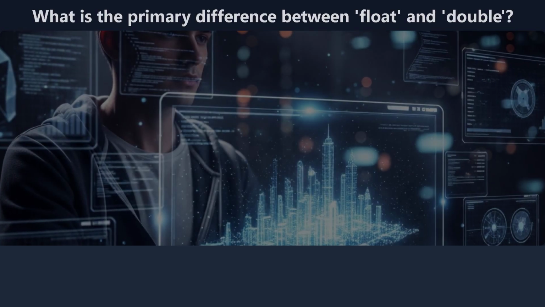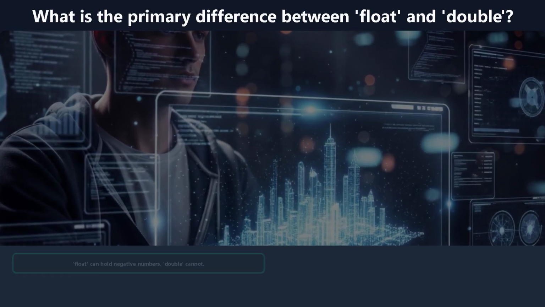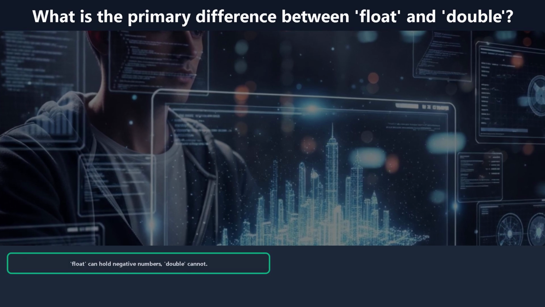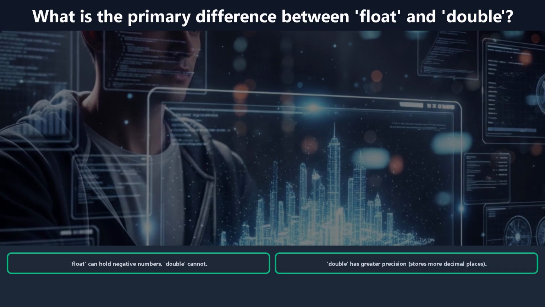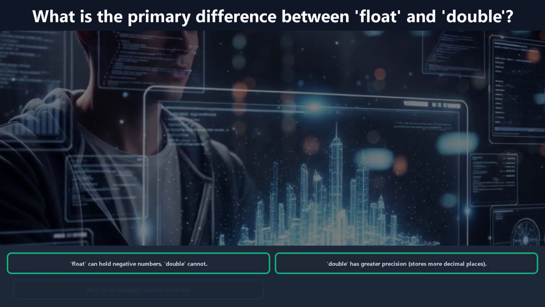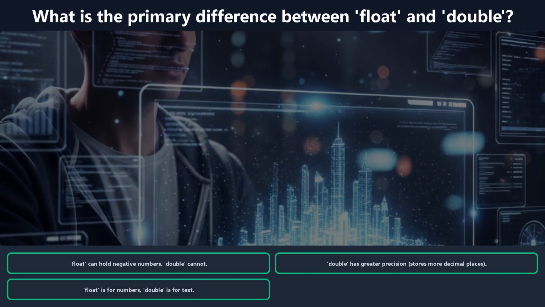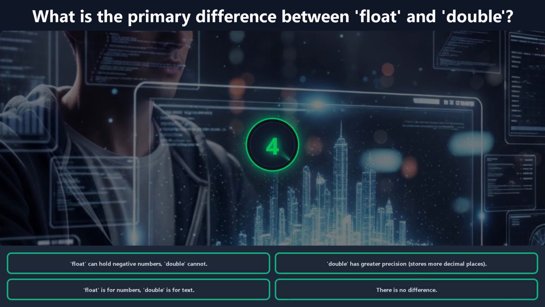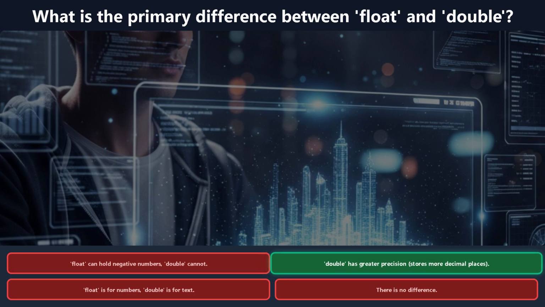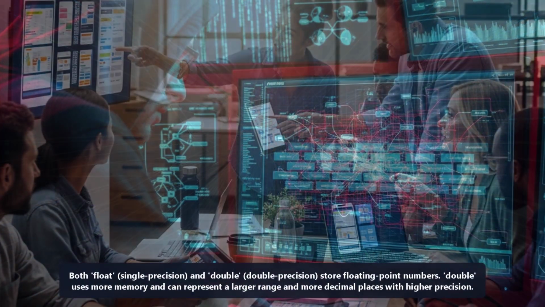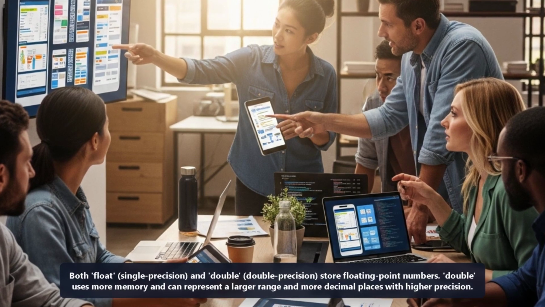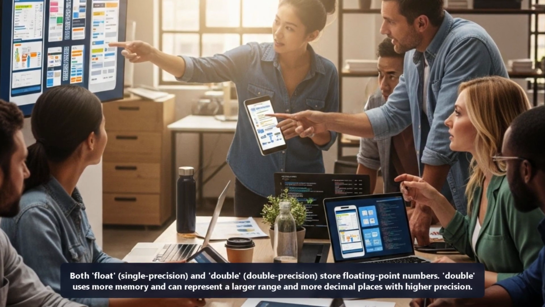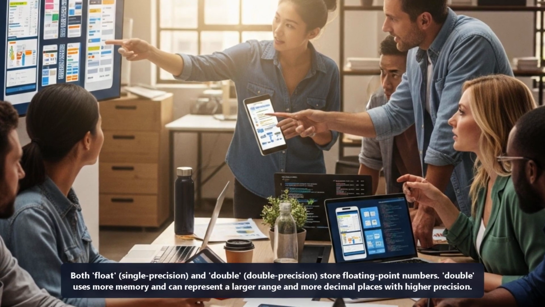What is the primary difference between float and double? Float can hold negative numbers, double cannot. Double has greater precision, stores more decimal places. Float is for numbers, double is for text. There is no difference. Double has greater precision, stores more decimal places. Both float, single precision, and double, double precision, store floating point numbers. Double uses more memory and can represent a larger range and more decimal places with higher precision.